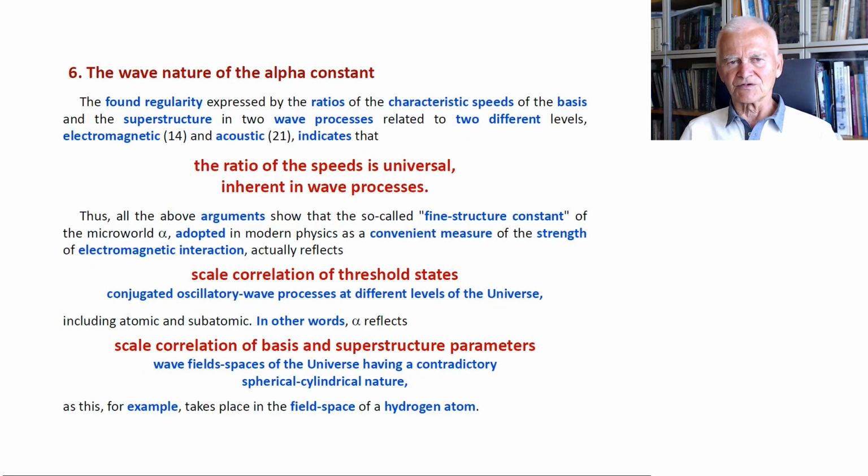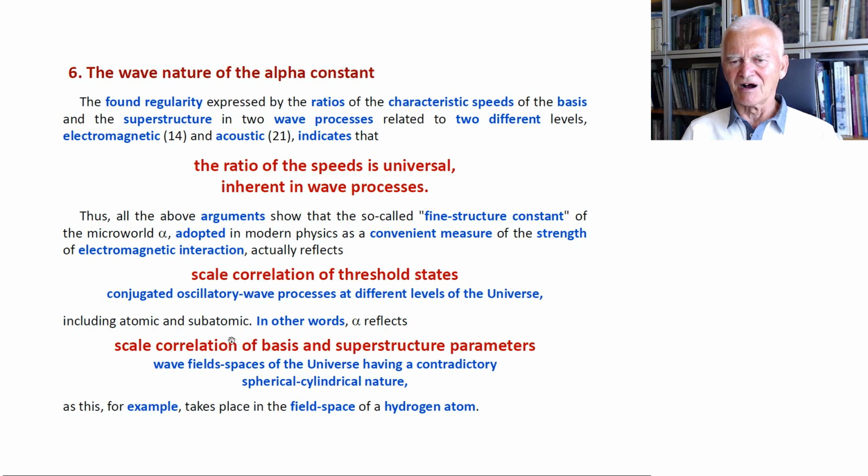The wave nature of the alpha constant, the found regularity expressed by the ratios of the characteristic speeds of the basis and the superstructure in two wave processes related to different levels, electromagnetic and acoustic, indicates the ratio of the speeds is universal, inherent in wave processes. So all the above arguments show that the so-called fine structure constant of the microworld, alpha, adopted in modern physics as a convenient measure of the strength of electromagnetic interaction, actually reflects the scale correlation of threshold states, conjugated oscillatory wave processes at different levels of the universe, including atomic and subatomic.